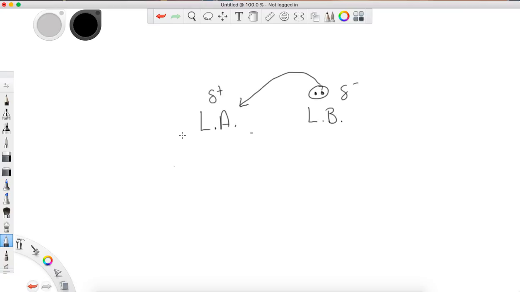We are going to start talking about organic nomenclature and how to name alkanes, simple organic compounds.